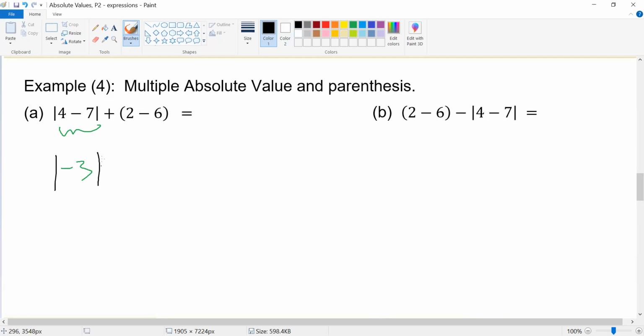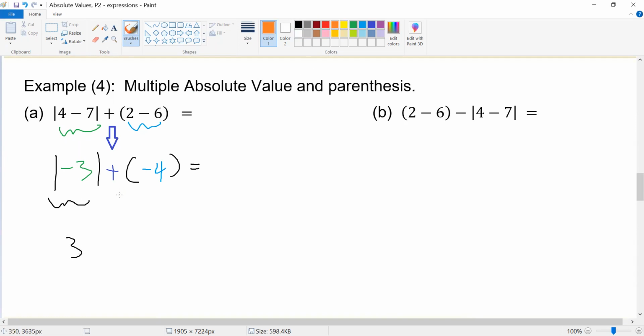Then we have the absolute value bars around it. Then we bring down the addition sign because we haven't done any addition yet. We still got to take care of the parentheses. In the second part, we have the parentheses, but inside the parentheses, we're going to do some subtraction. We have 2 minus 6, which gives us -4. So again, before we can add, we have to take care of absolute values. So the absolute value of -3 here is going to be +3.